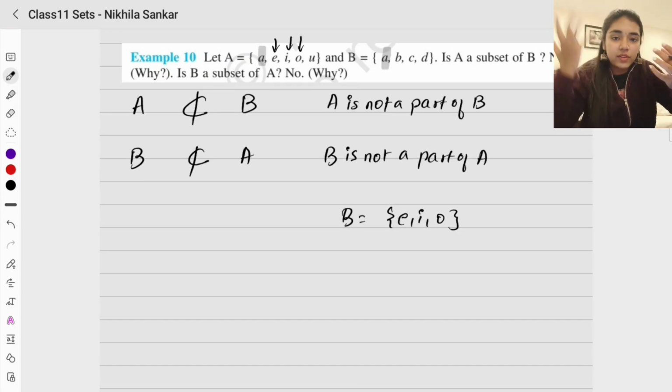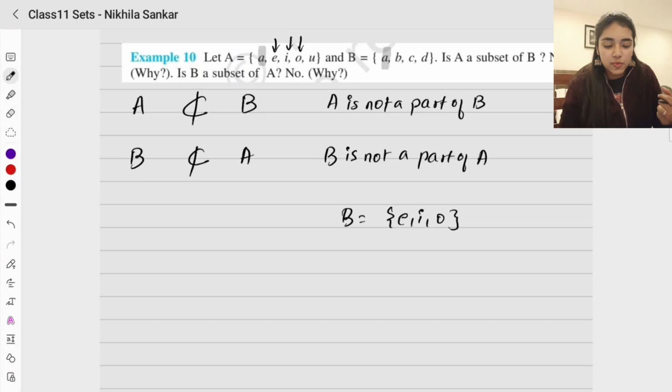From A we have taken some elements for B, which means B is a subset of A. But in this case, it is not. A is not a subset of B and B is also not a subset of A. You have to understand.